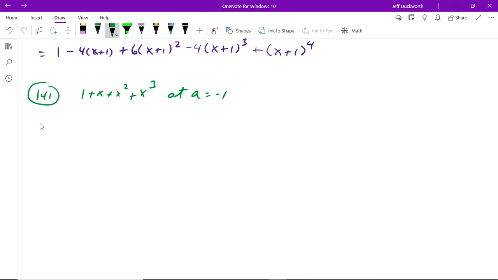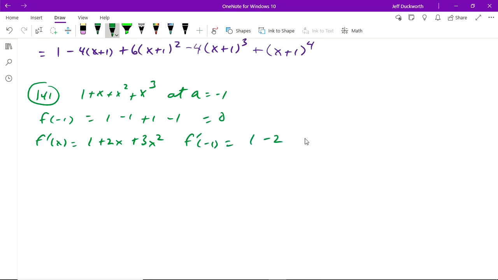Okay, so we're going to do the same basic process. F at -1 will equal 1 minus 1 plus 1 minus 1. That's 0, looks like. F prime of x is 1 plus 2x plus 3x squared. And the derivative at negative 1 is 1 minus 2 plus 3, so it looks like 2.